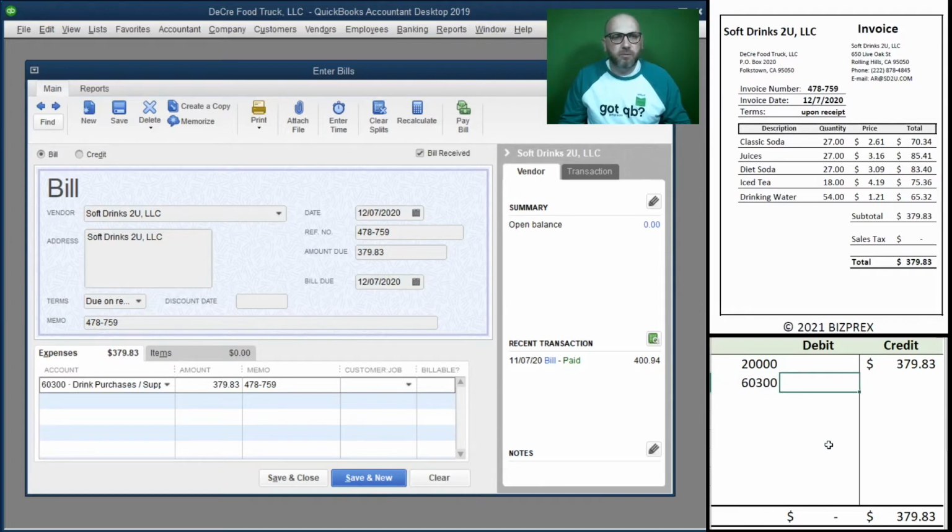Expense, drink purchases go up. Right, here it is. Expenses go up when debited. Here we are, good to go. Save and close.